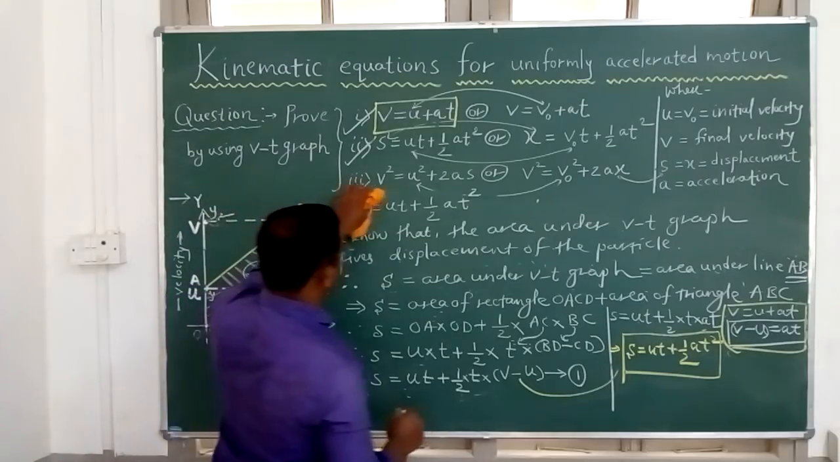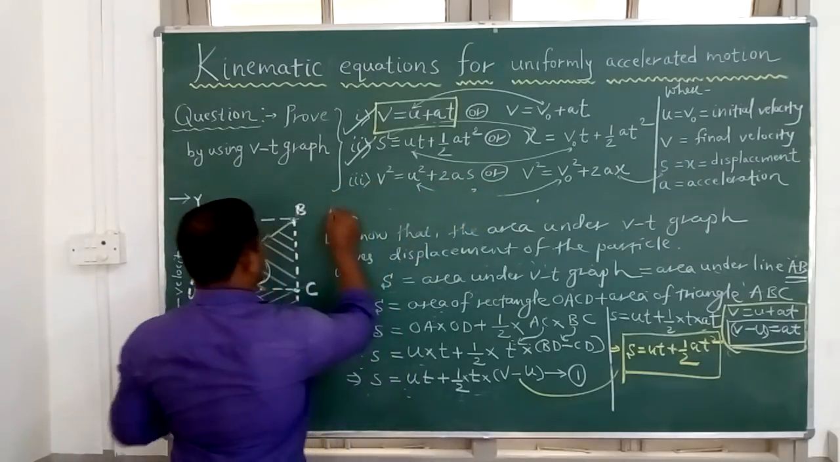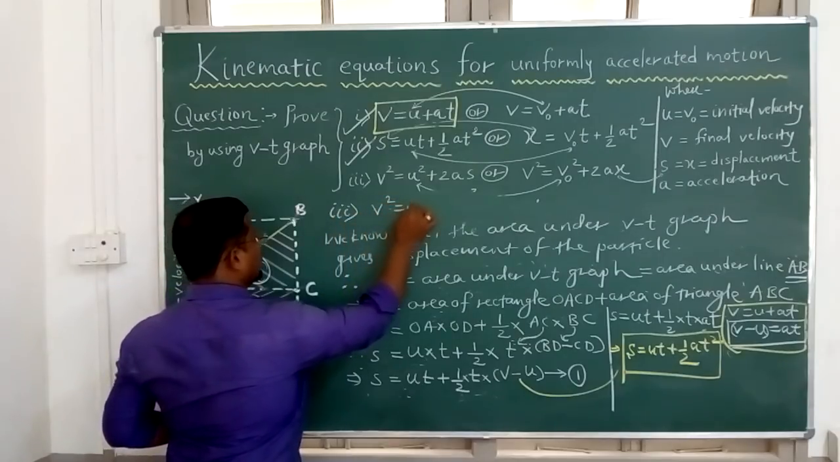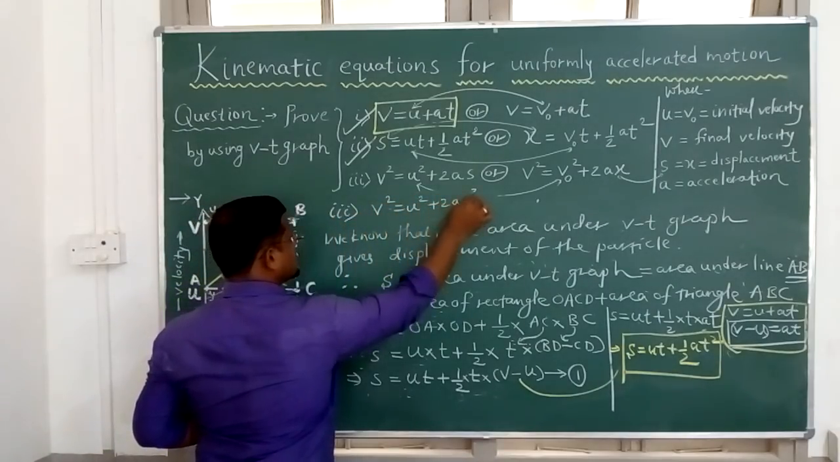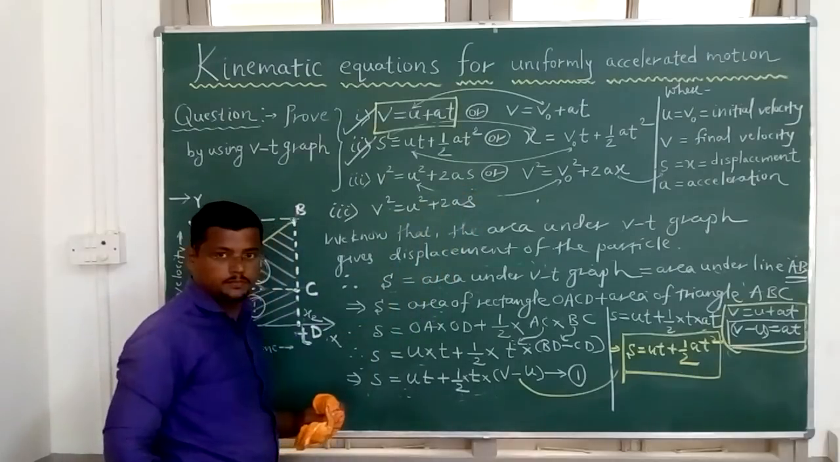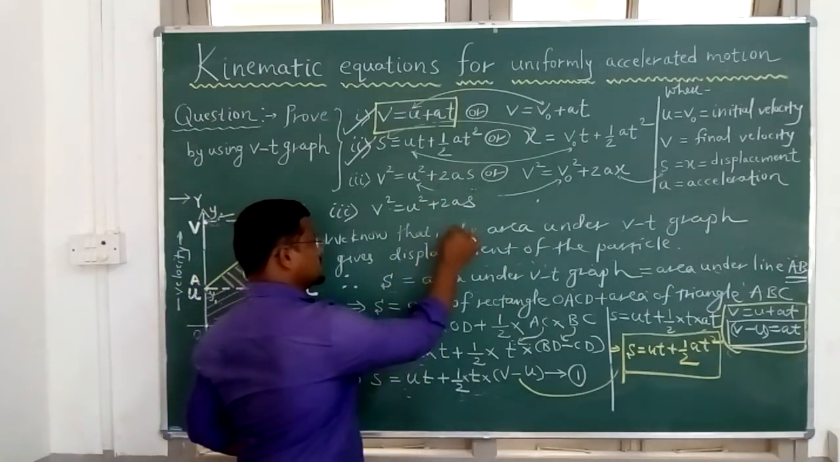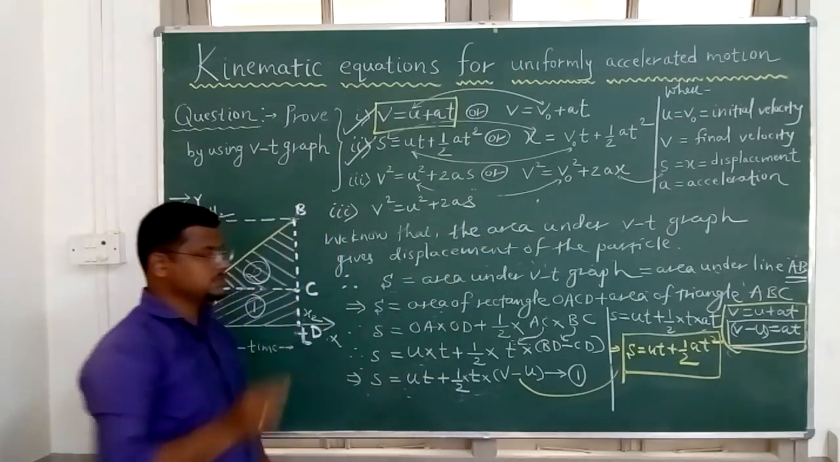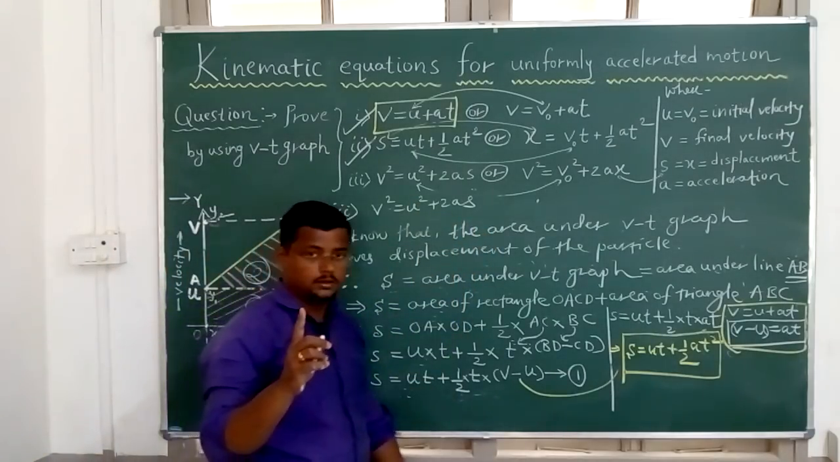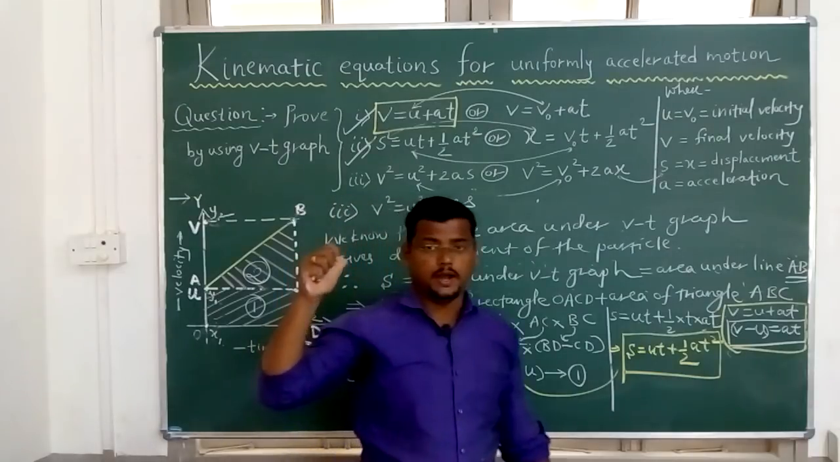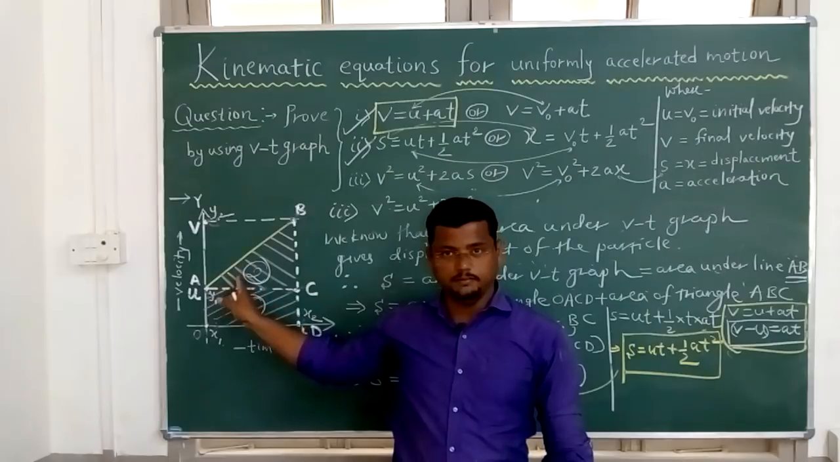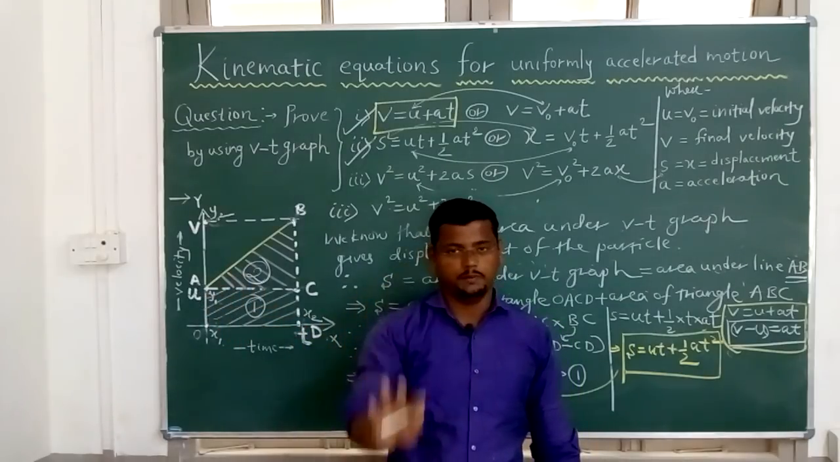What is the third one? We have to prove that V square is equal to U square plus 2AS. I have to prove this. For this, in your notes, you copy this as it is. You remember one point: any type of proof asked by VT graph, diagram is a must. If you don't draw the diagram, you will get 0 marks.